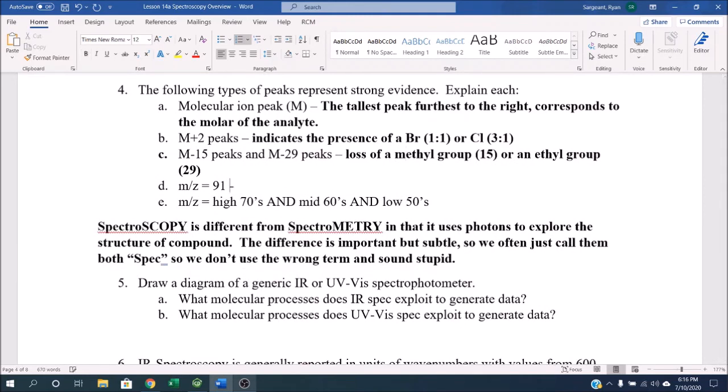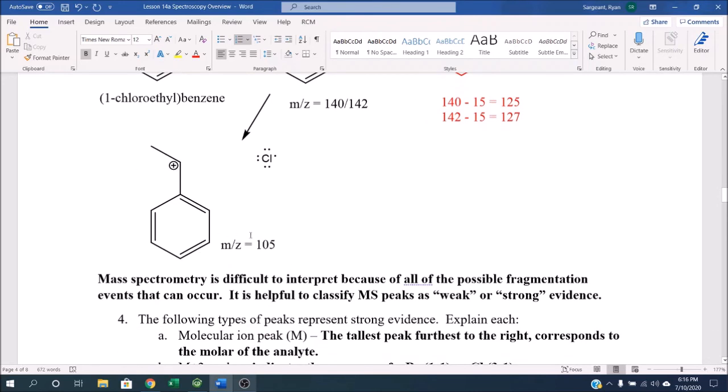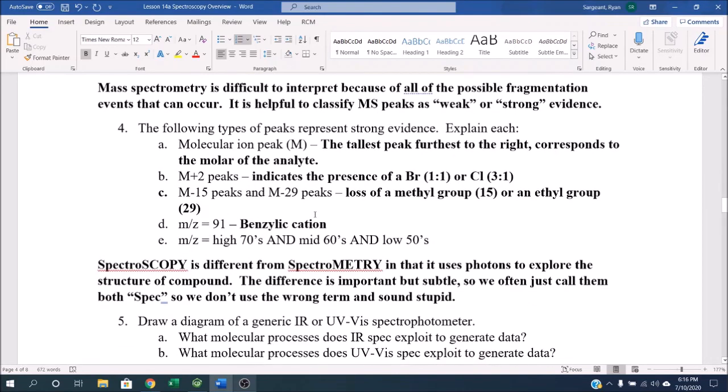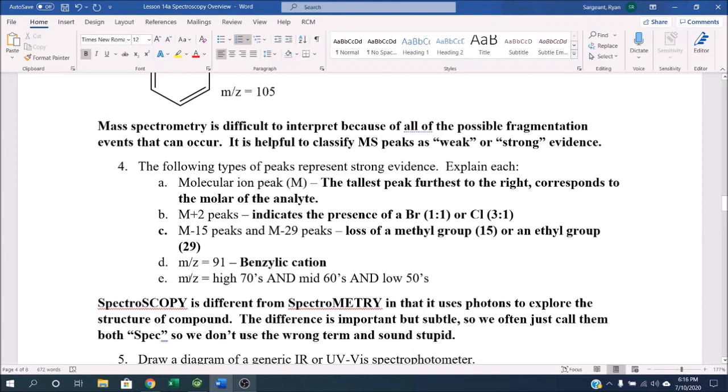M over Z of 91 indicates the benzylic cation. We saw a slightly modified version of a benzylic cation, this one right here. A benzylic cation would be if you clipped this and just had this CH2 group right here. But if you see a massive peak at 91, then you know that somewhere in your molecule is a benzylic group. And then finally, if you see peaks in the high 70s and the mid 60s and the low 50s, that indicates a high probability of a benzene ring.